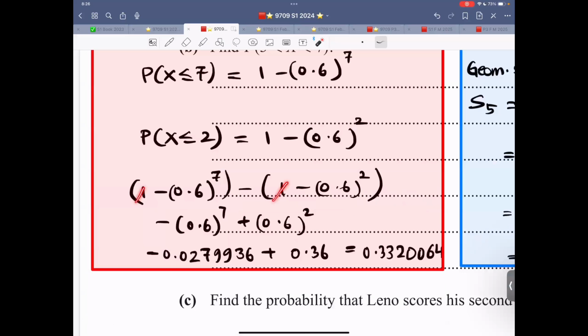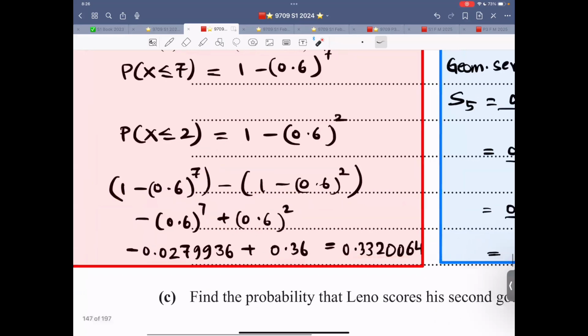So this 1 and 1 cancel out. Minus and minus makes this plus. 0.6 squared is positive. 0.6 raised to the power of 7 is negative. These are the exact values. This is the answer, just like that.